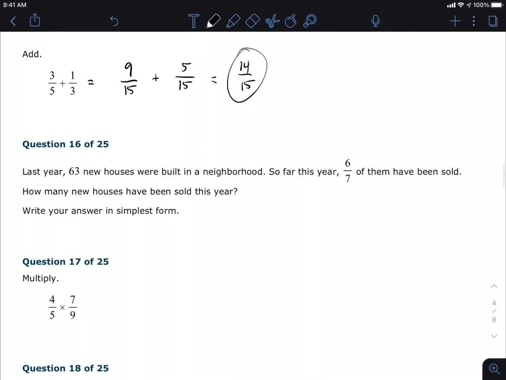All right, the next question. Last year, 63 new houses were built in the neighborhood. So far this year, 6/7 of them have been sold. How many new houses have been sold this year? So, in order to be able to do this, my total number is 63 homes, correct? Since 6/7 of the homes have been sold, to figure out how many were sold, I'm going to multiply by 6/7.